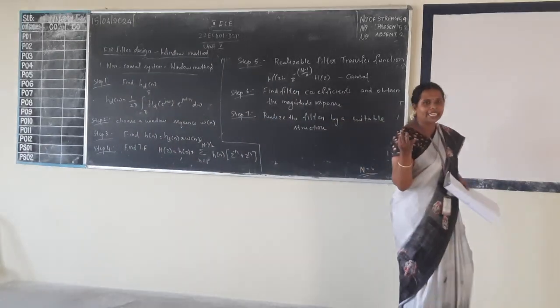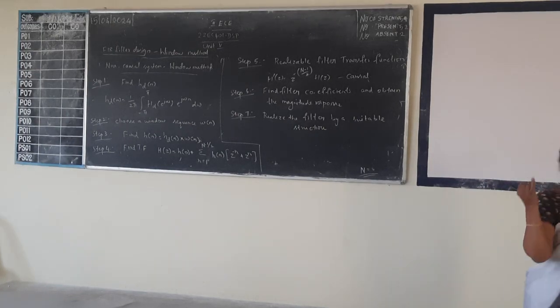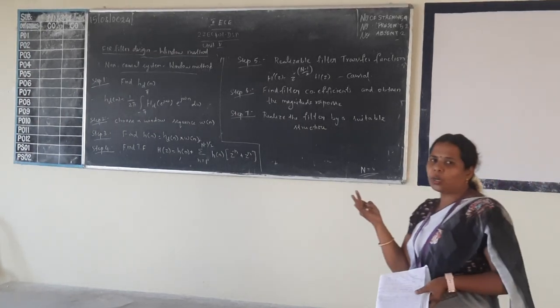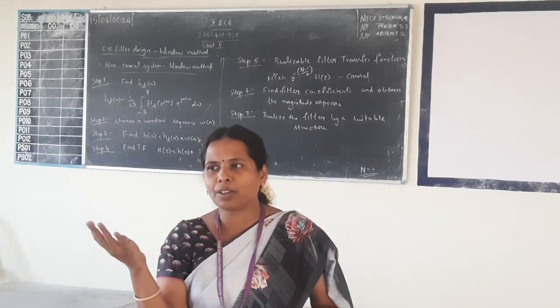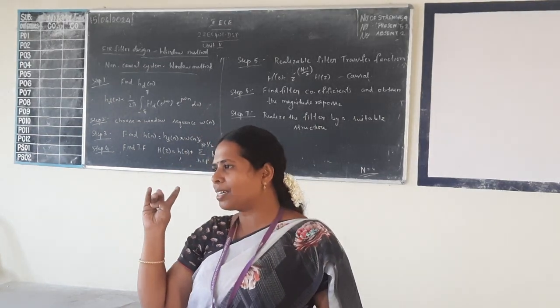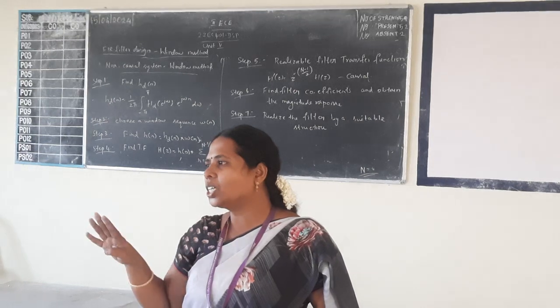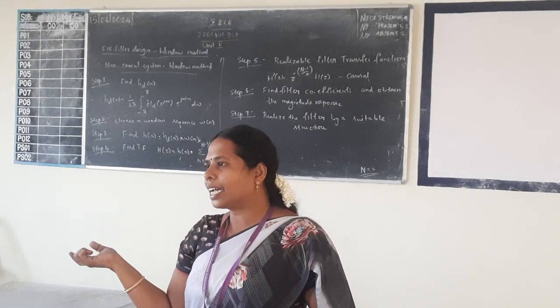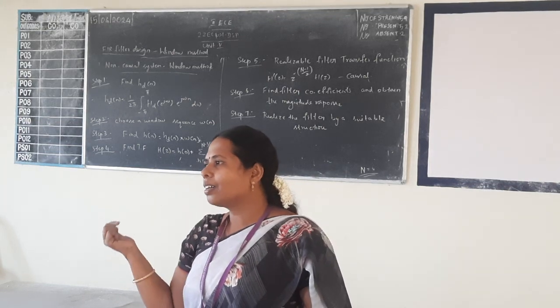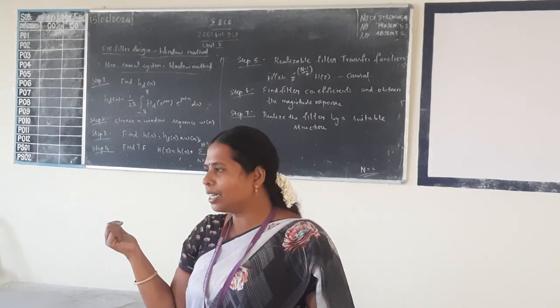We have 3 window techniques: the rectangle window, the Hanning window and the Hamming window. By using these 3 window techniques, and we have 4 types of filters: low pass, high pass, band pass and band reject filters. For all those we have problems in different combinations. Band pass filter with rectangle window, low pass filter with Hamming window. Likewise the problems will be there.